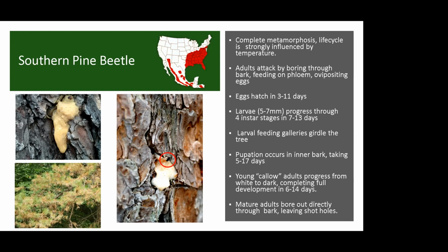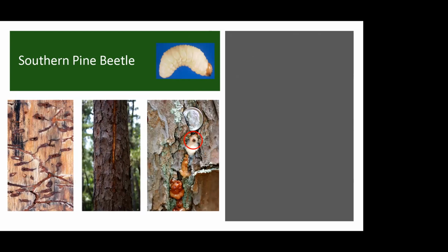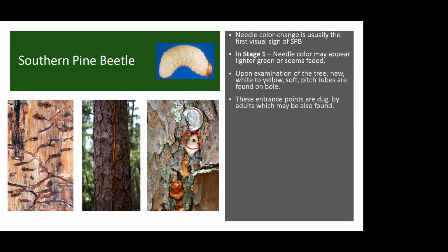And as you see over on the left-hand bottom, that is what they refer to as a salt and pepper appearance. The tree's flagging, it's been attacked, probably a first generation of attack at that point. A good indication you've got a serious problem. So the needle color change that I just described is usually the first thing you're going to see. And in that first stage, the needle color can appear that lighter green or faded or sort of a salt and pepper appearance.